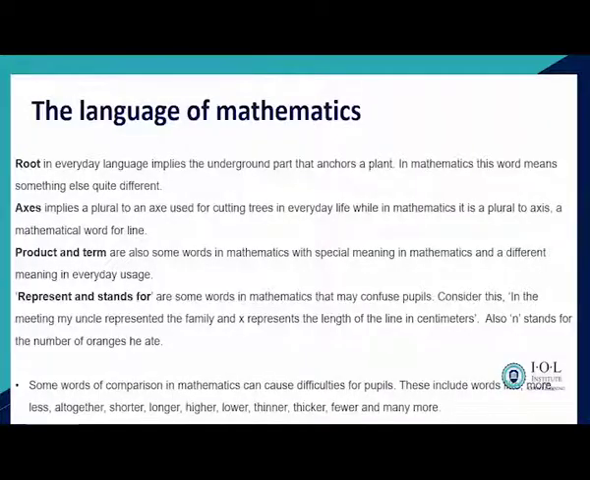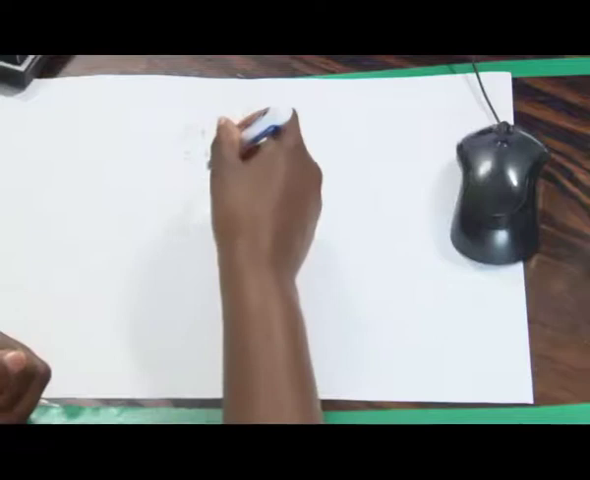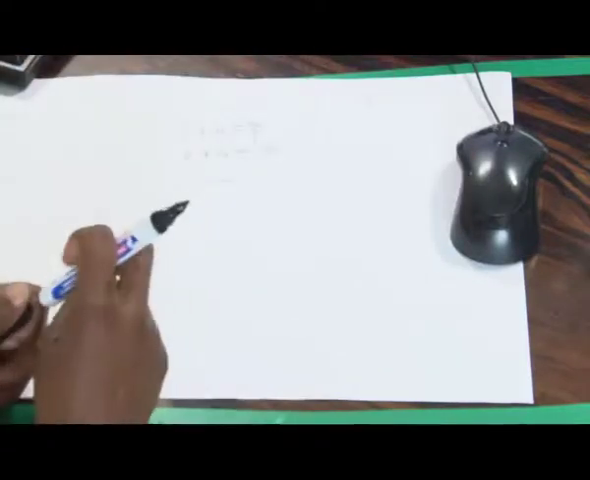Now, when it comes to the language of mathematics, look at these words. A root. A root is this. This is the root. To be specific, it's a square root. But do learners use this at home? When you are referring to a root at home, do you refer to this symbol? Not at all. To them, that is the part of the plant that goes into the ground. But in mathematics, it's something else.